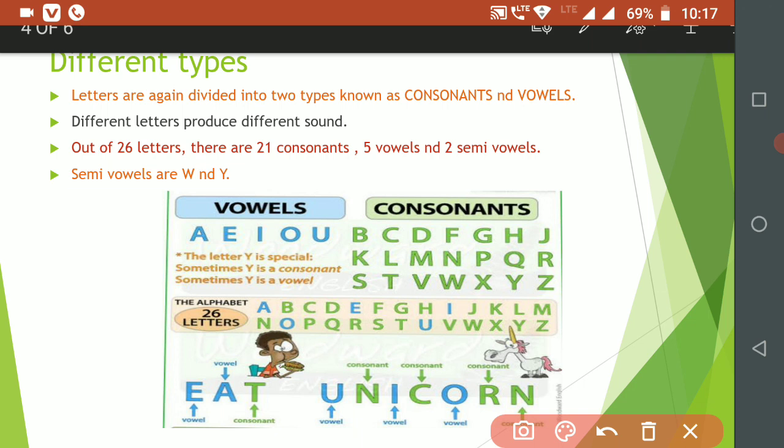So consonants are B, C, D, F, G, H, J, K, L, M, N, P, Q, R, S, T, V, W, X, Y, Z. Okay, so you can see that in the green color they are all consonants, among the 26 letters written over there in the middle, and all those letters in the blue ink are vowels.